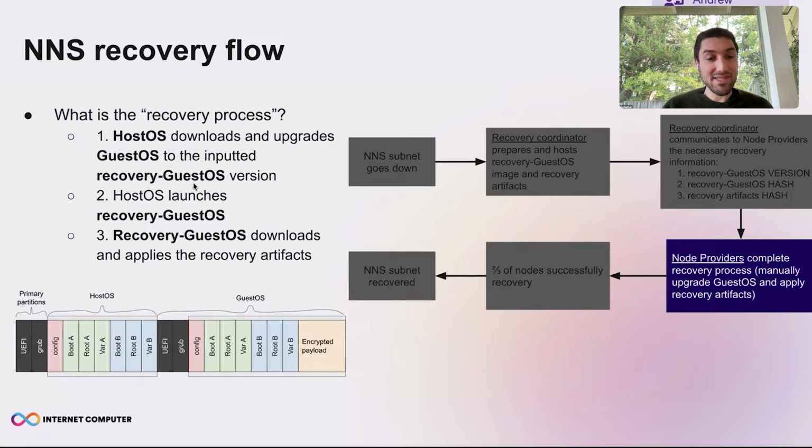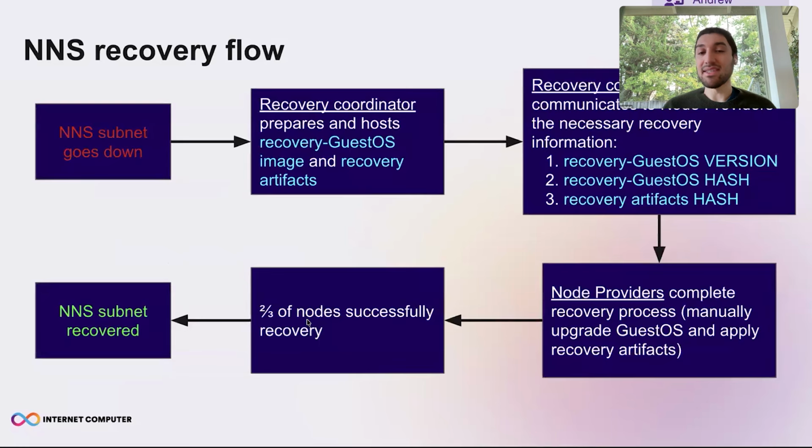And remember that recovery guest OS is the same as a regular guest OS. It just includes this special component, which you can see, that's basically step 3, downloads and applies the recovery artifacts after it comes up. And then once 2/3 of nodes have successfully applied these recovery artifacts, the subnet can resume consensus, or at least, if all goes well.